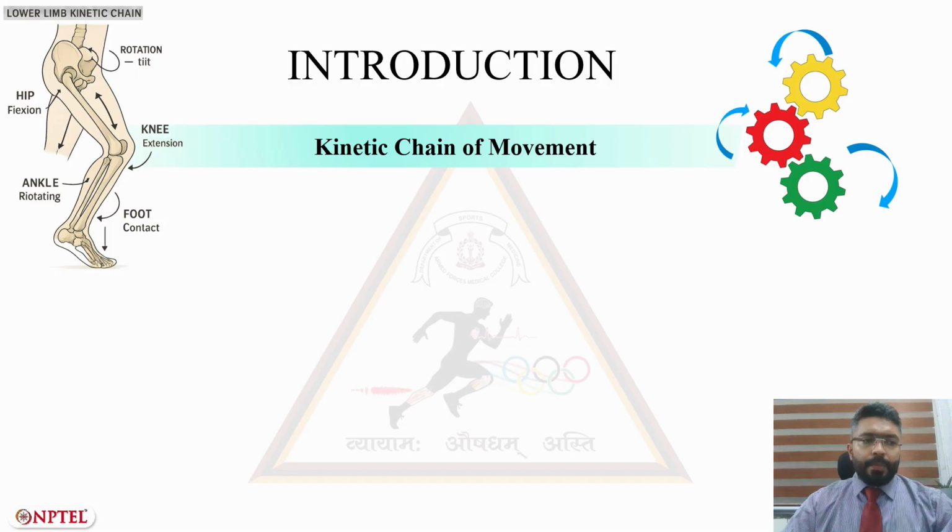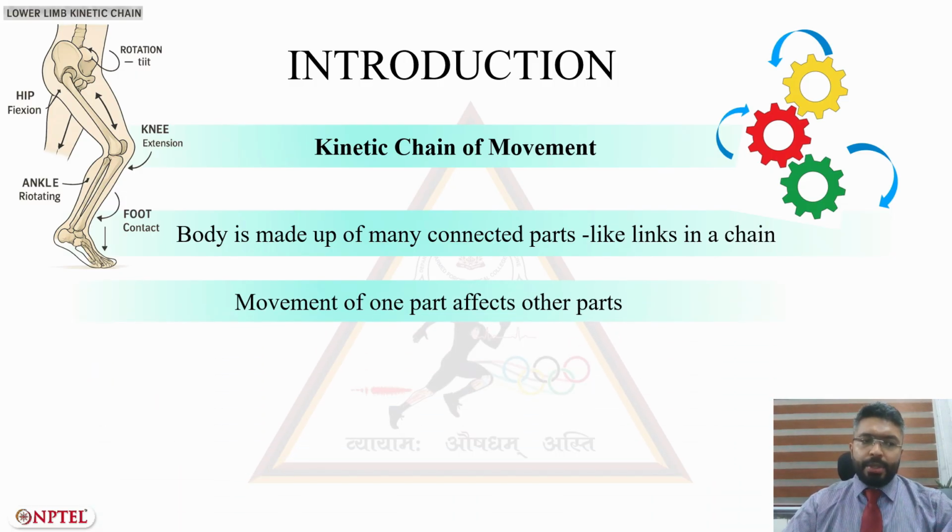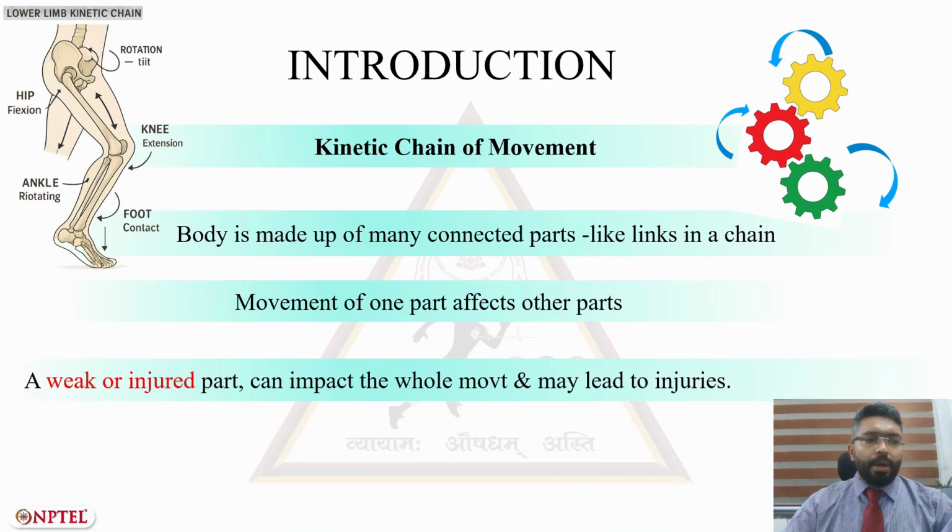Coming to the introduction, what is the kinetic chain of movement? Your body is made up of many connected parts like bones, joints, muscle, and the fascia. They work together like links in a chain or like gears in a machine to create movement. When you move one part, it affects all other parts. For example, when you swing your arm while walking, the motion starts from your legs, moves through your hips and core, and finally reaches your arm. This connected system of parts working in sequence to produce movement is called the kinetic chain of the body.